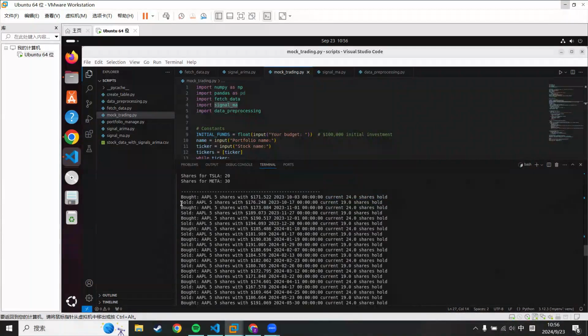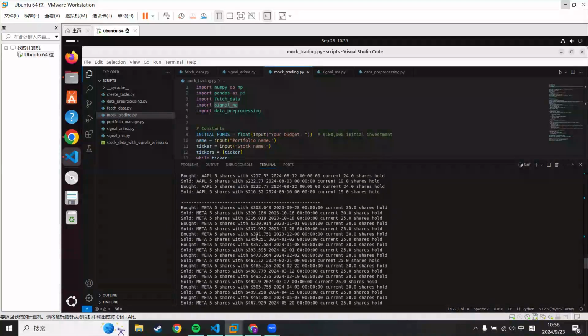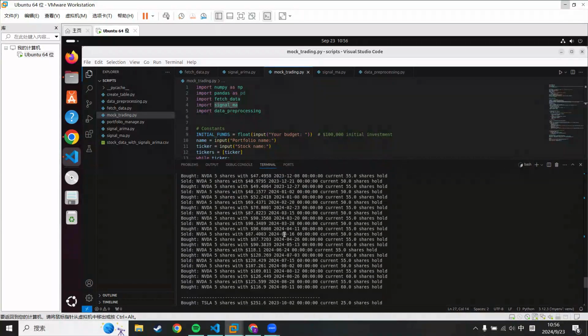For example, let's say the last transaction is sold, also AAPL and 5 shares, with a higher price, so it makes sense. And now we can see our current shares is back to 19 because we bought 5 and sold 5 shares, so it remained the same. It's all the same operations for all stocks in our portfolio.